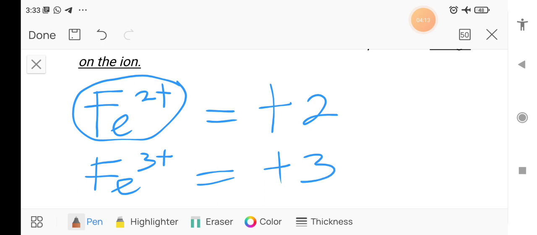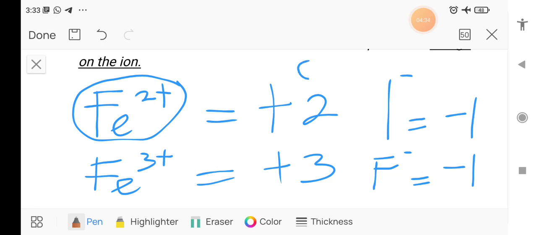If you have iodine ion, the oxidation number will be -1. If you have fluorine ion, the oxidation number is -1. Oxygen, the oxidation number of oxygen, which is a negative ion here, is -2.